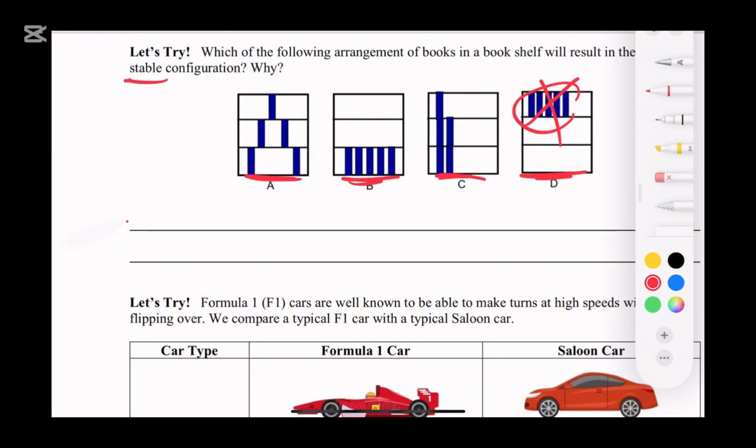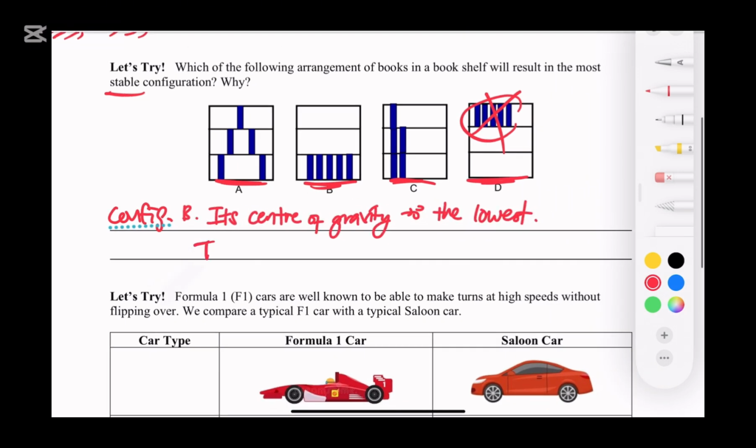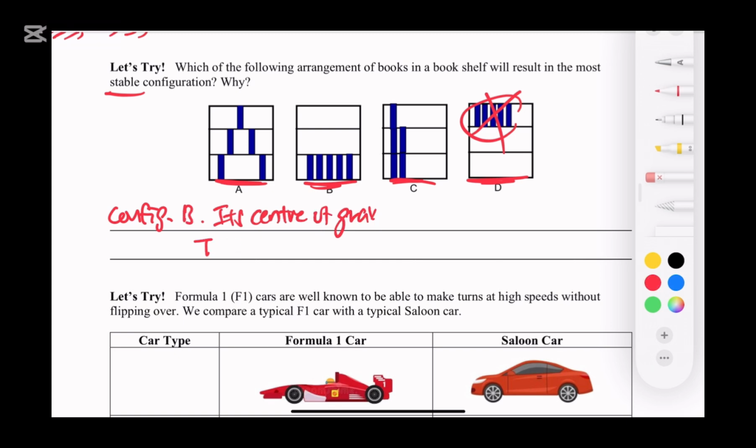Okay, so configuration B is the best, and why? Its center of gravity is the lowest. Let me just rewrite it again. The center of gravity is the lowest.